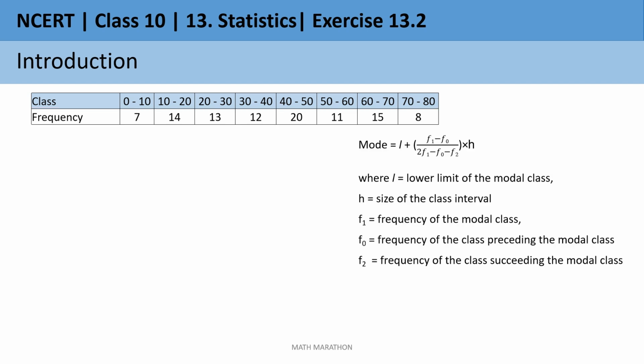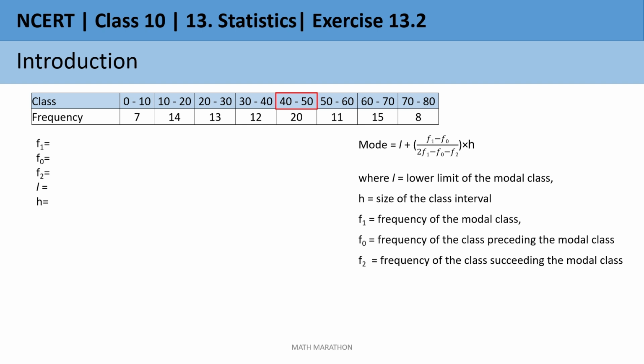Welcome to Math Marathon. In this introduction, let us see how to calculate mode. I have highlighted the class. I have highlighted the frequency. Formula to calculate mode is L plus (F1 minus F0) divided by (twice of F1 minus F0 minus F2), multiplied by H. We need to find F1, F0, F2, L and H. We need this information to calculate mode.